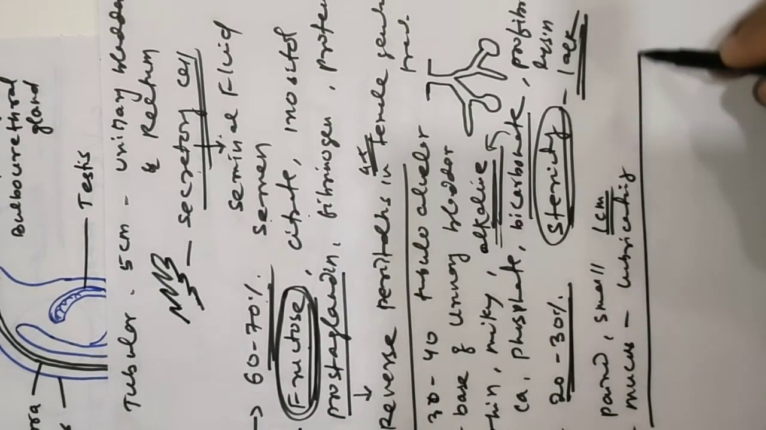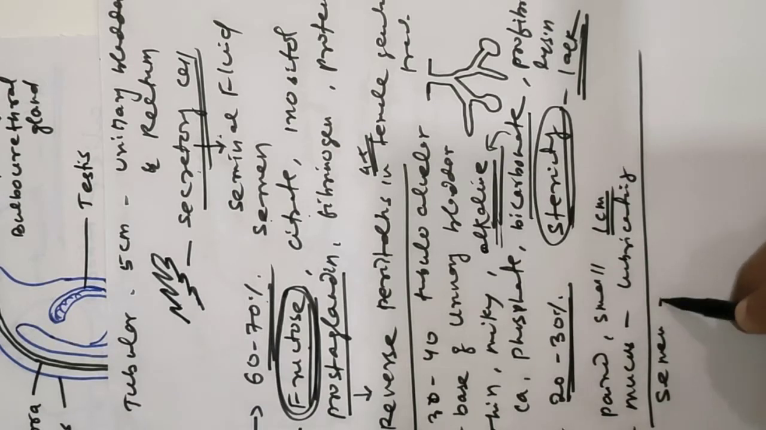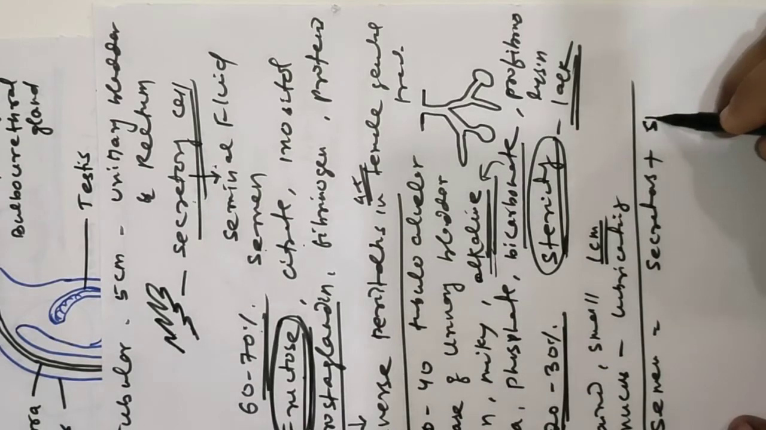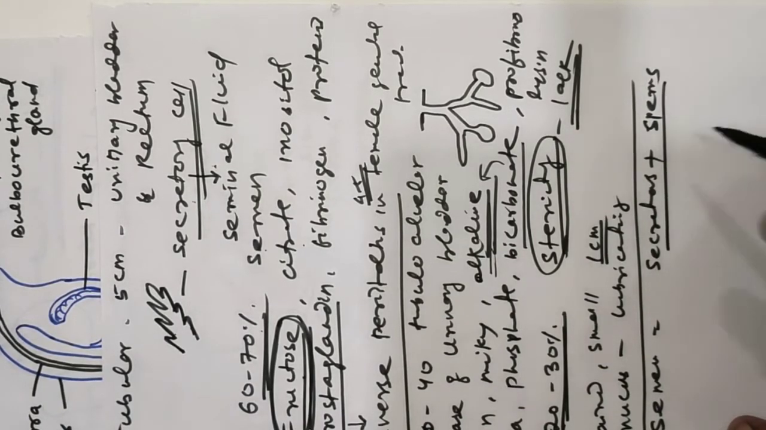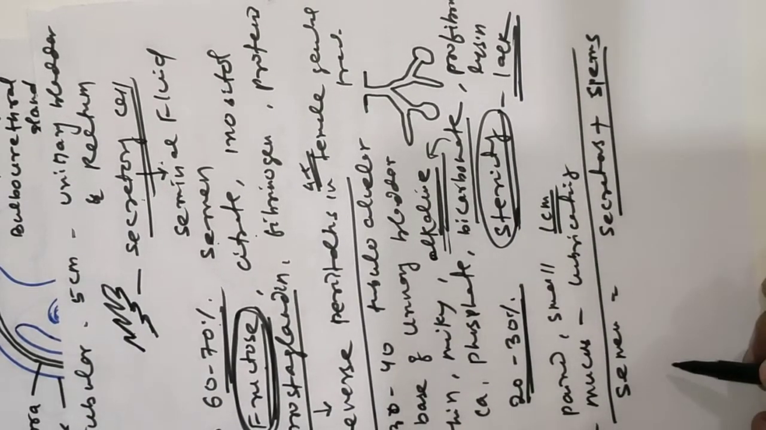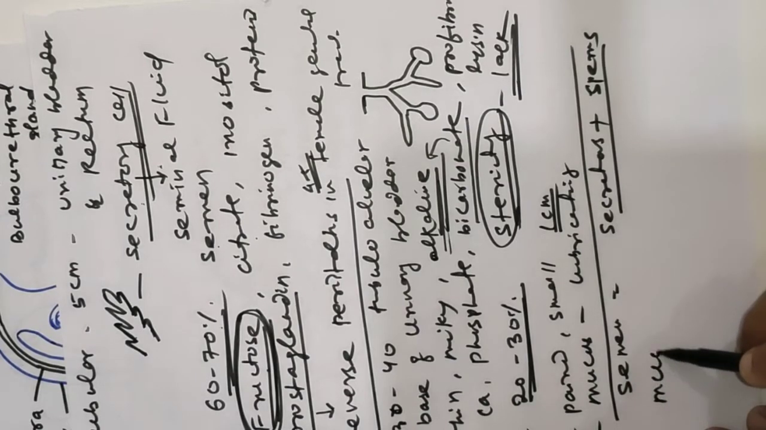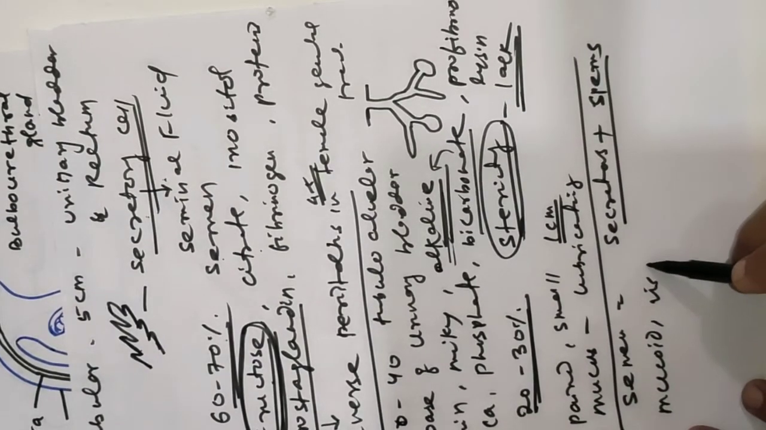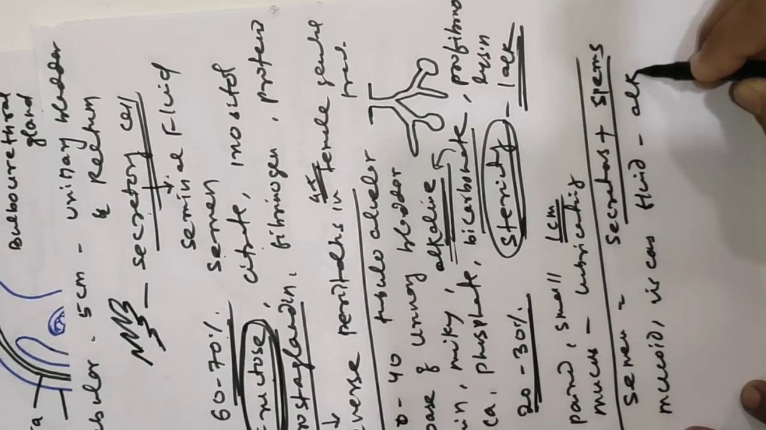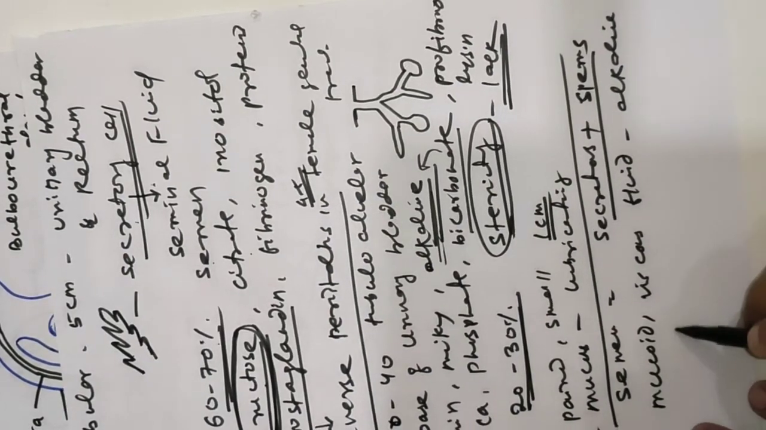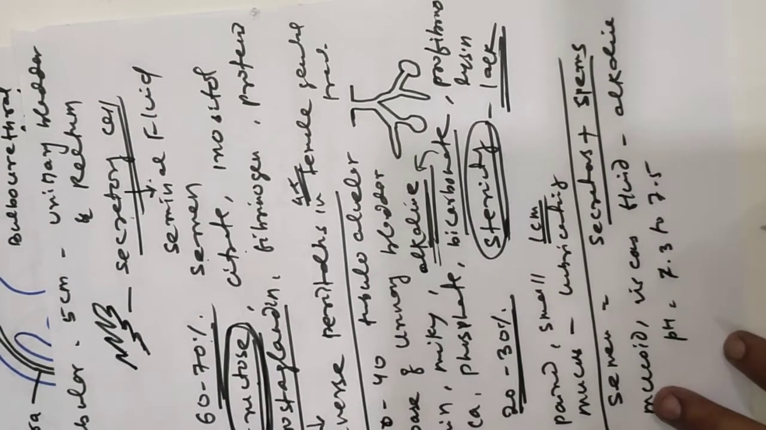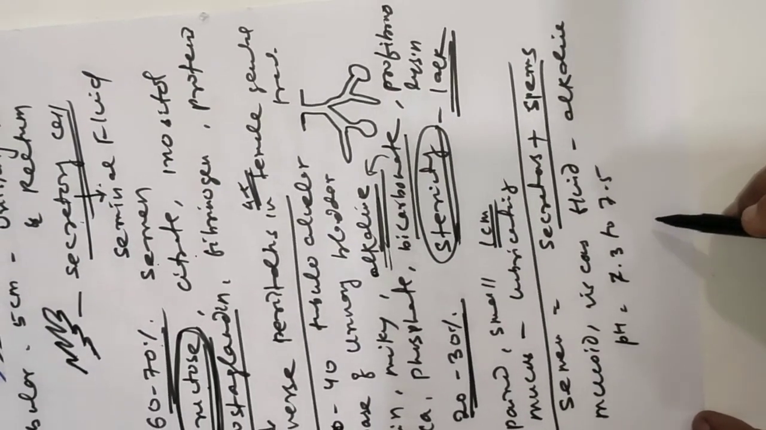And the last part is the semen. Semen means the secretions of all these glands together with sperms. It is a mucoid, viscous fluid which is alkaline in nature, that is, the pH is 7.3 to 7.5. That is slightly alkaline in nature.